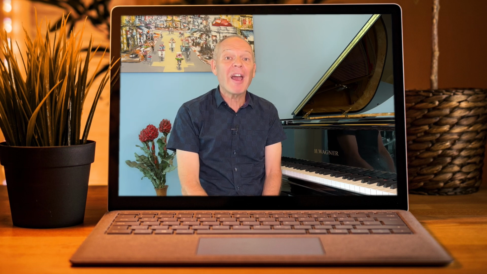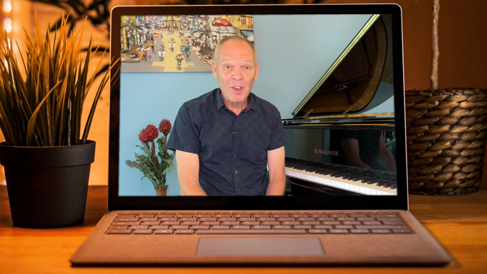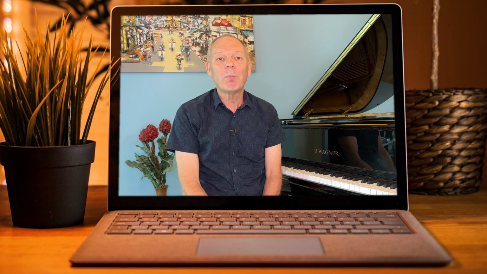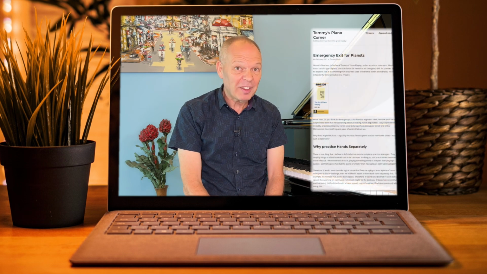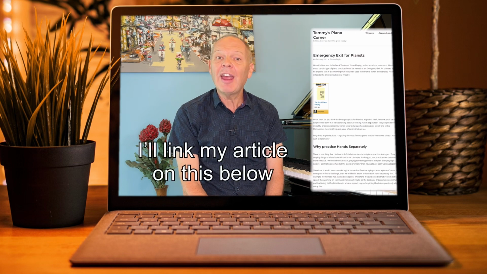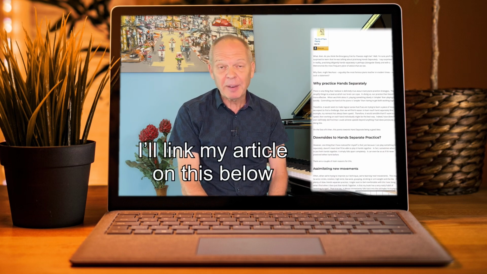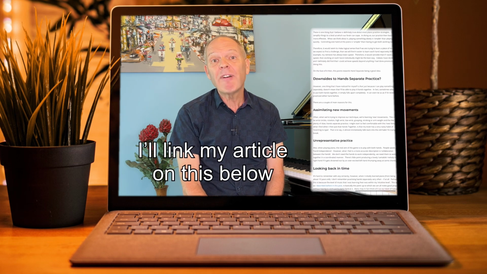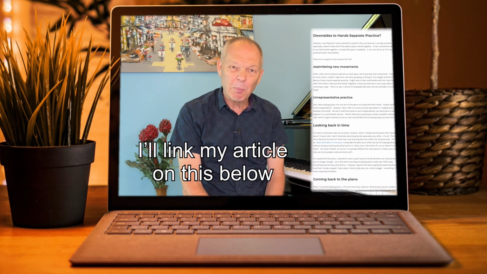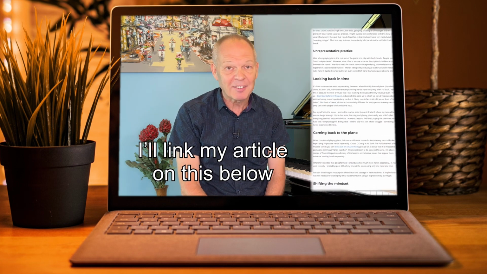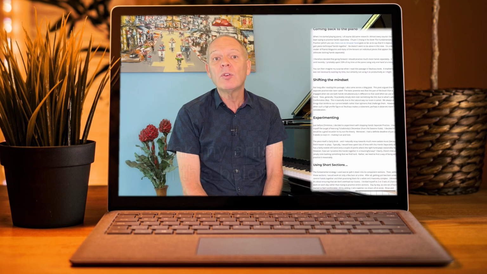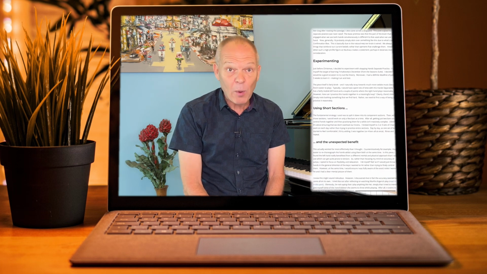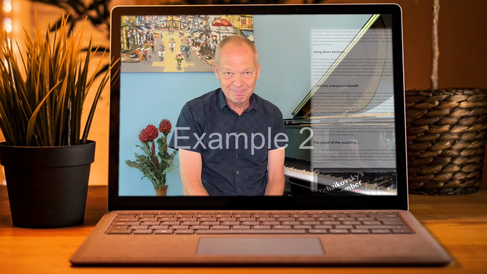This then means that we're able to start off practicing hands together without being daunted by what we need to do. The reason I do this, and I've talked about it before, is that I read in Neuhaus' book, The Art of Piano Playing, that we should really think of hand-separate practice as an emergency exit, so not our first starting point, but only something we use in an emergency situation where we can't do anything else.